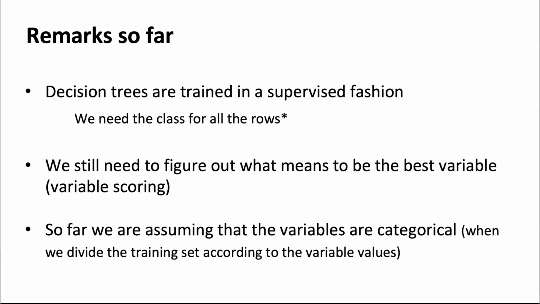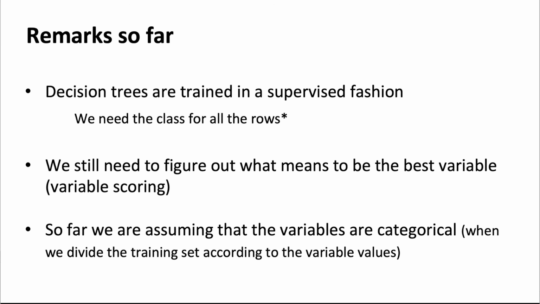The remarks so far: decision trees are trained in a supervised fashion. What it means is that we need a training set. In other words, rows with the known class to train the tree. There are some variants or papers that appeared later showing some cases on training a tree with some rows with missing class, but it's out of the scope of this tutorial. And we keep in mind that we need to figure out how to choose the best variable. This is something pending we have from this tutorial, right? We're gonna see it in the next video.